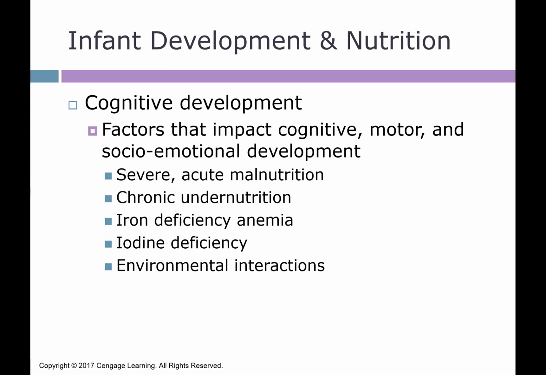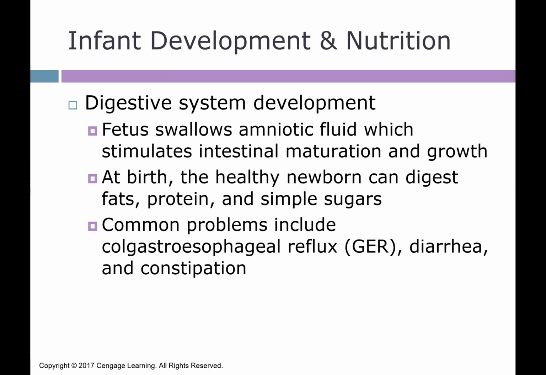There are factors that impact cognitive development. Severe and acute malnutrition. We need, for example, fatty acids to support brain development. So chronic undernutrition, iron deficiency, and anemia are related with impaired cognition. Iodine deficiency can be associated with thyroid issues, which we need for growth and development. There's also a variety of environmental interactions.